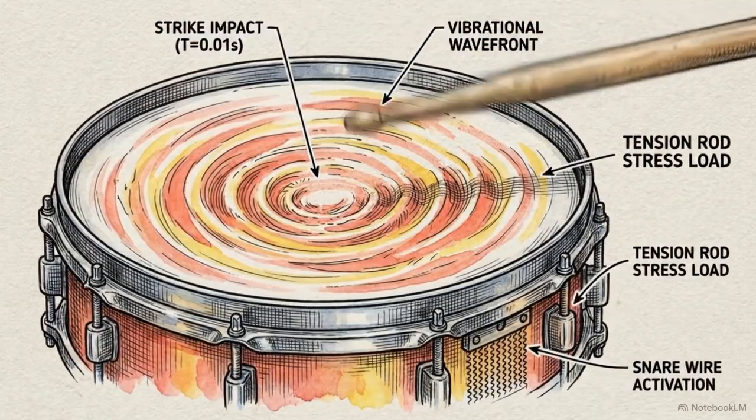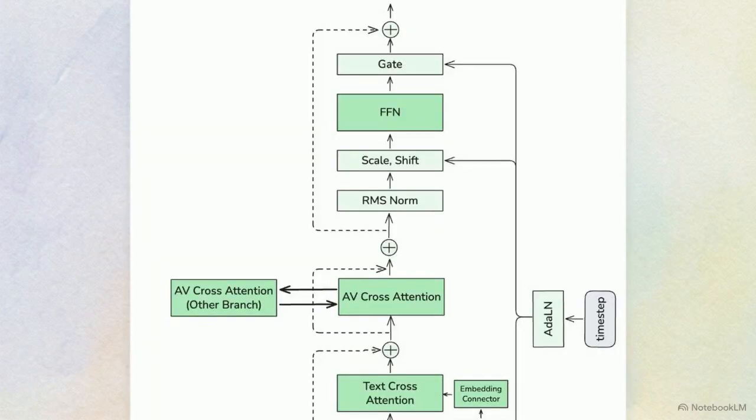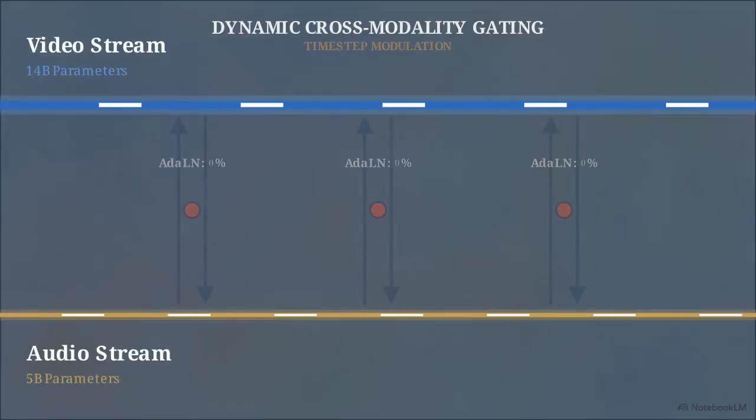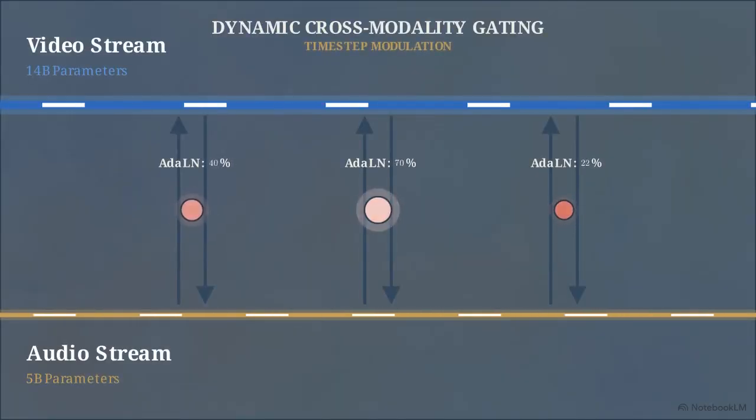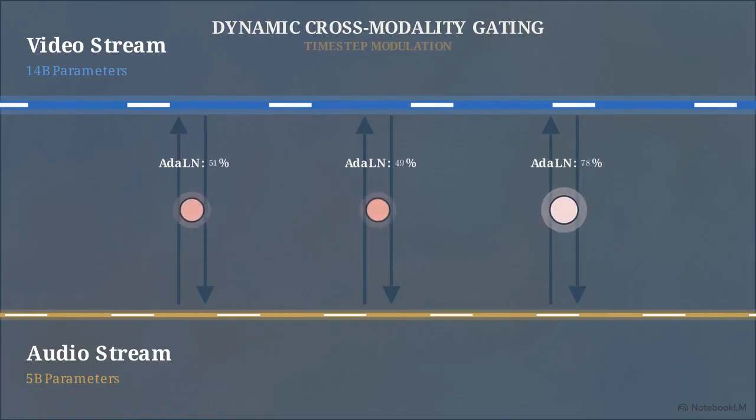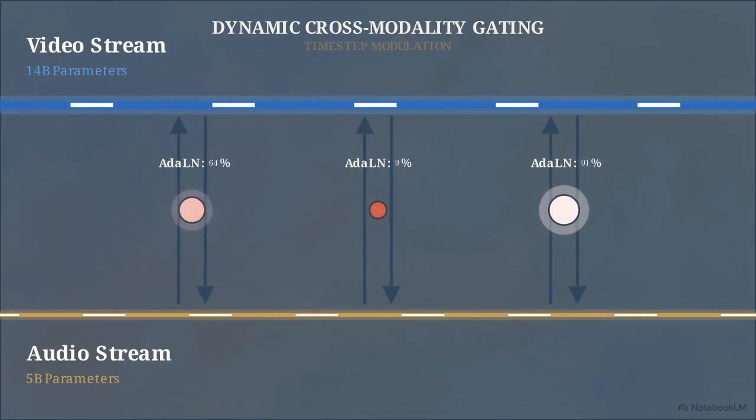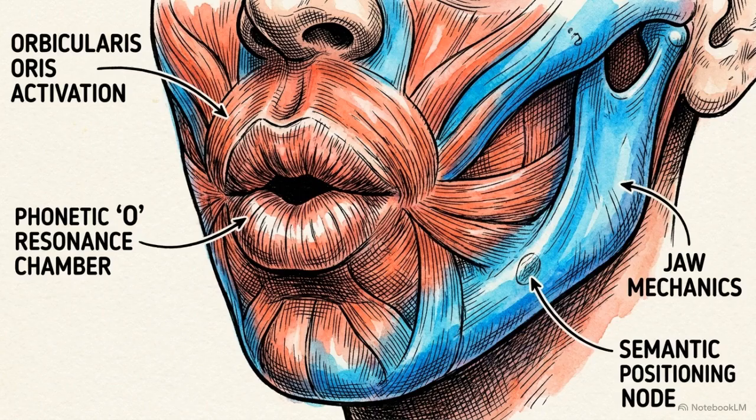This flowchart illustrates how the model regulates the intensity of that cross-modal exchange based on the current diffusion timestep. It uses cross-modality AdaLN gates. The scaling and shifting parameters for one modality are actually conditioned on the hidden states of the other modality. This architecture allows each stream to dynamically dictate how exposed it is to the other's influence at every single step of the denoising sequence.